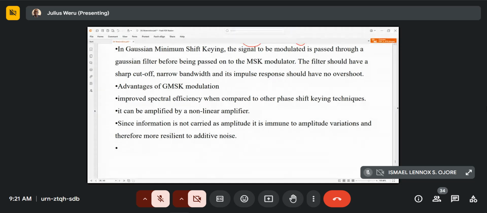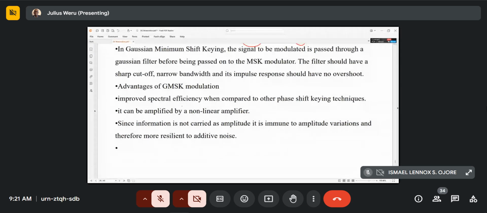Here we are trying to improve the spectral efficiency. We are trying to remove some parts, pre-filtering the signal before it gets to the MSK modulator, and we use the Gaussian filter.